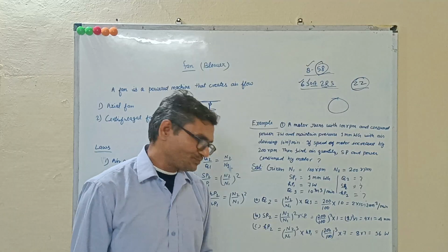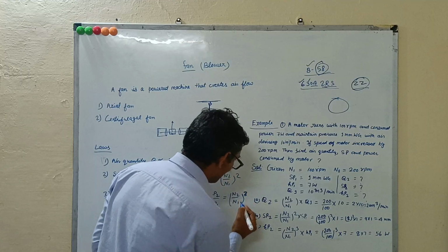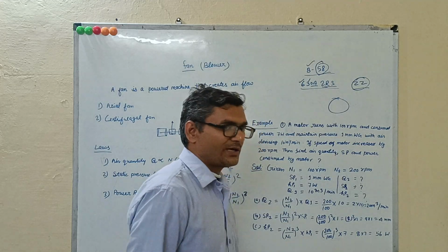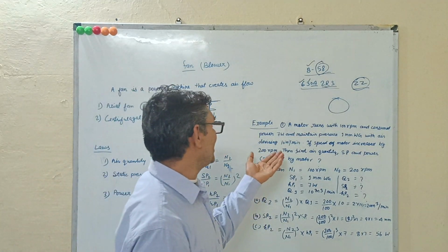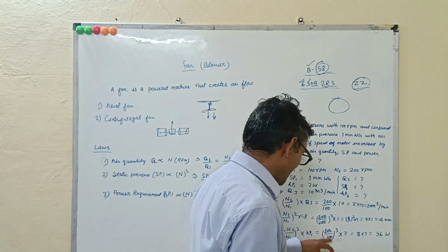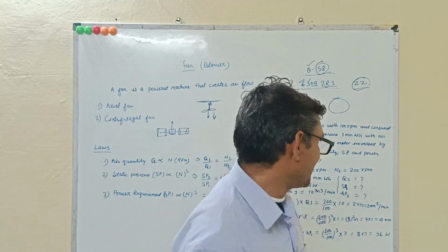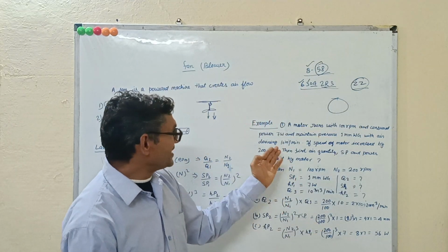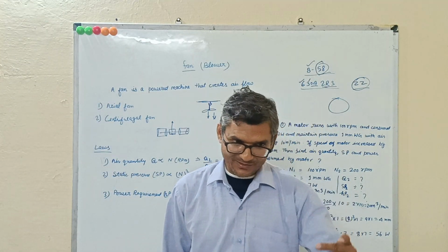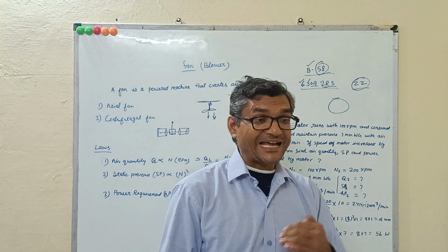Now power consumed increases in cubic form. Power consumed is N2 by N1 cubed into HP1. Before, it consumed 7. Now 200 by 100 gives 2 cubed, which is 8, into 7. So if we increase the motor speed, the power consumed will be 8 times.